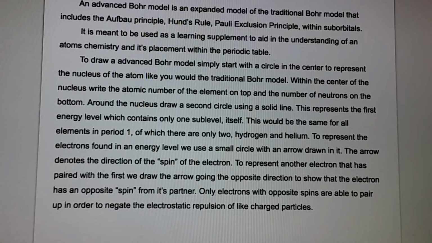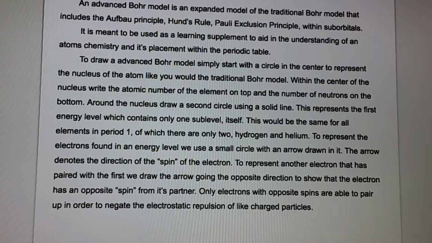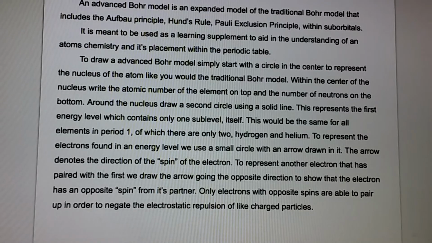To draw an advanced Bohr model, simply start with a circle in the center to represent the nucleus of the atom, like you would the traditional Bohr model. Within the center of the nucleus, write the atomic number of the element on top and the number of neutrons on the bottom. Around the nucleus, draw a second circle using a solid line. This represents the first energy level, which contains only one sublevel itself. This would be the same for all elements in period 1, of which there are only 2, hydrogen and helium.